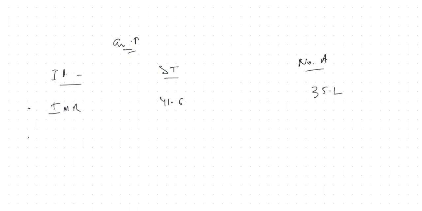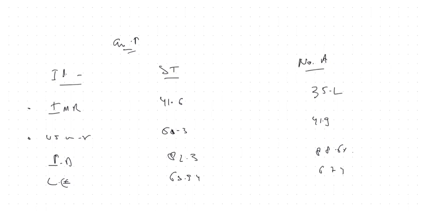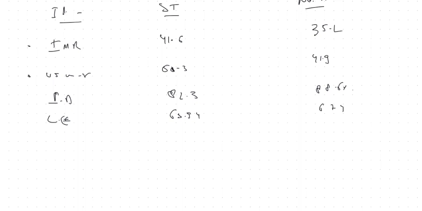Second is under 5 mortality rate. Under 5 mortality rate, it is 50.3%, and here 41.9%. Next is institutional delivery, that is 82.3%, and this is 88.6%. Next is life expectancy, that is 63.9 years. National average is 67 years. Next is literacy, according to census 2011, that is 59%. Next is 73%.